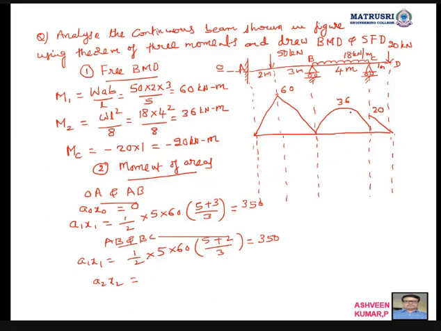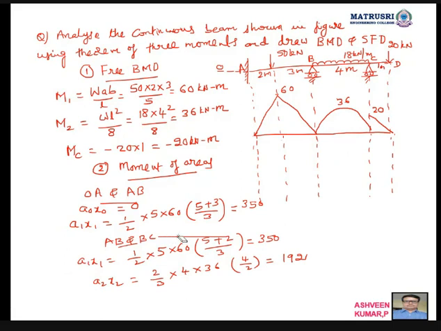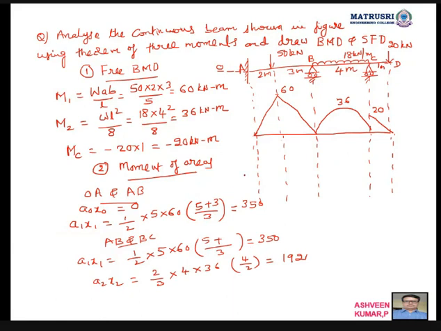Then A2 X2 is parabola. Parabola, what is the area? 2 by 3 into 4 into 36. Then parabola is symmetric. If you take from B or if you take from C, it will be half of that one only. That is 4 by 2. So I got here 192. So moment of area is over. Clear? Then I'll go to now 5 plus 2 by 3.